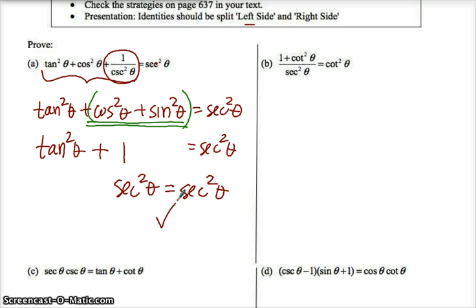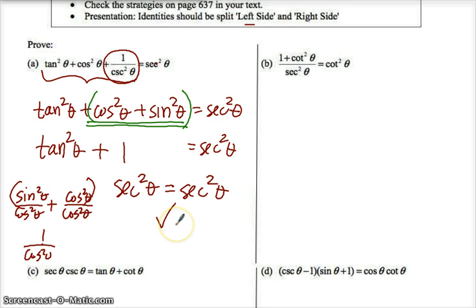Or your other option would be once again to go sine squared theta divided by cosine squared theta plus, well, the 1 you'd have to change into a common denominator of cosine squared over cosine squared. And then you would say 1 over cosine squared theta because sine squared plus cosine squared equals 1. And then you get it down to secant squared equals secant squared. But that was just extra work when you could have jumped right to here because of the Pythagorean identity.